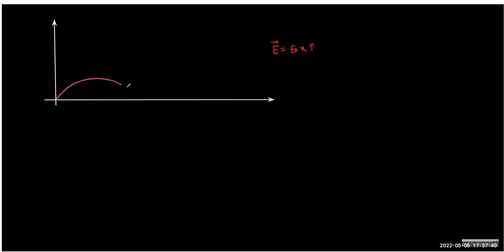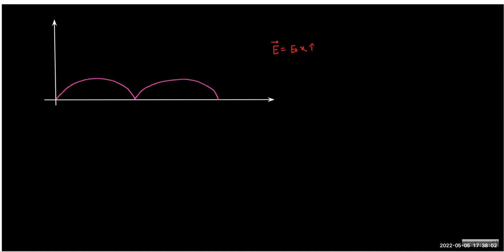So let's say we have a field along the x-axis and a charged particle. The electric field is along the x-axis, with the formula E naught xi. A charged particle is like a bouncing ball. Let's say you take a ball and you throw it, so it bounces like this. Assume it.